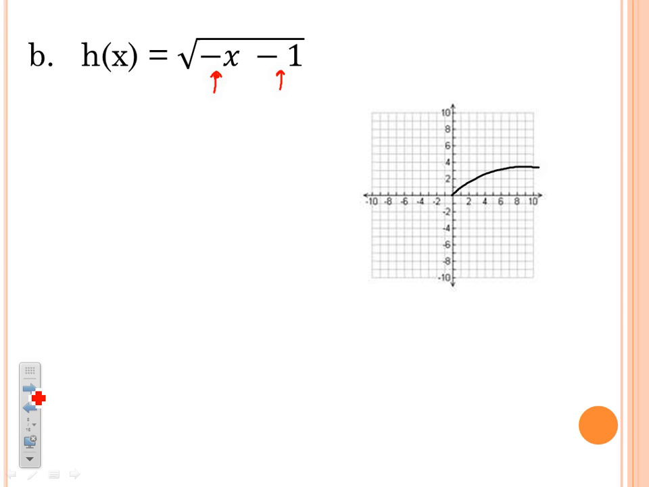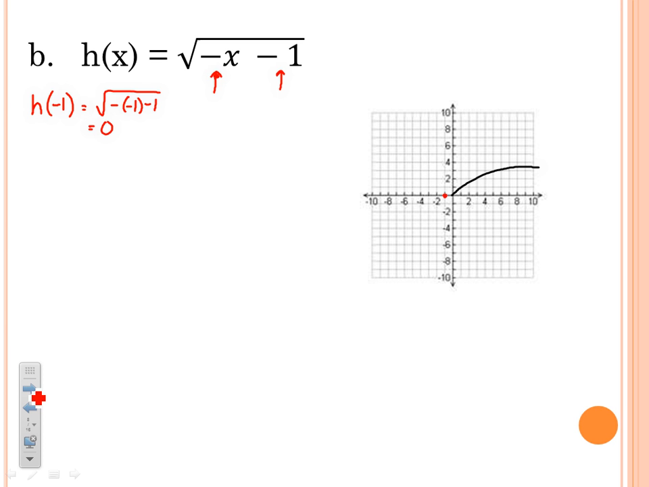So on this one, let's do a couple of values on this one. This one's a little bit harder to get your head around. Now, we definitely cannot end up with negatives underneath the square root sign. So if I put in a negative 1, I'm going to get square root of a negative of negative 1 minus 1, or 0. So negative 1, 0 is my first part.